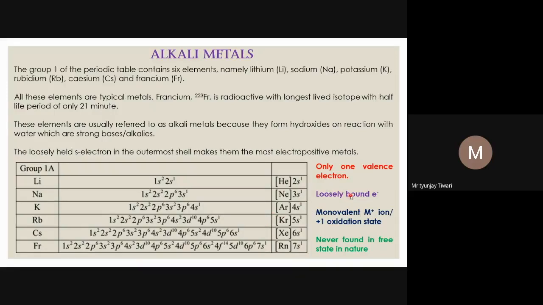And because they are loosely bound, they can easily be donated, given out, or lost. And so it will form a monocation, a monovalent cation, or M plus ion. An M plus ion means its oxidation state is +1.